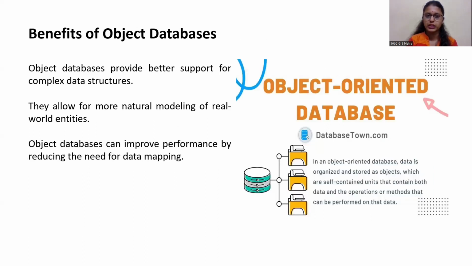Next, benefits of object databases. Object databases provide better support for complex data structures. They allow for more natural modeling of real-world entities. Object databases can improve performance by reducing the need for data mapping.